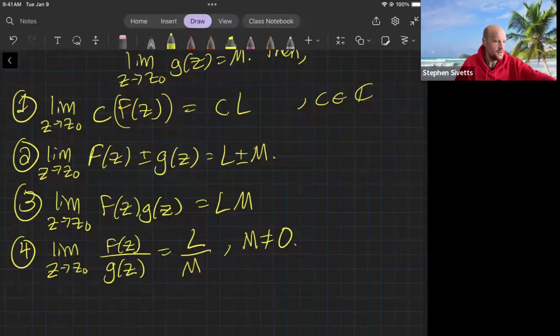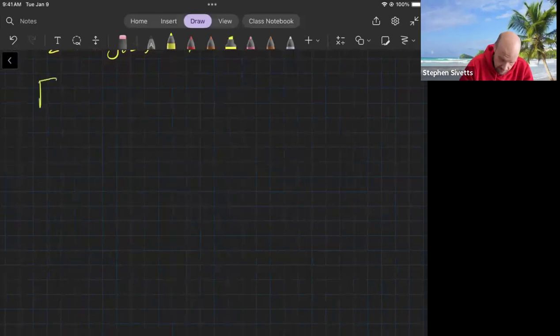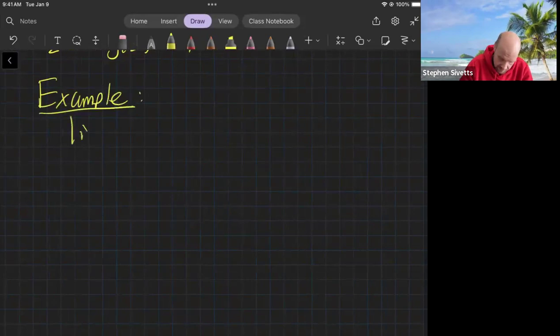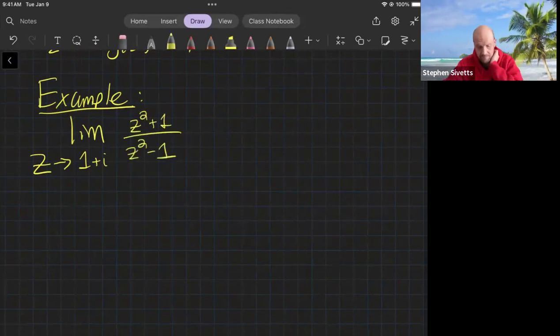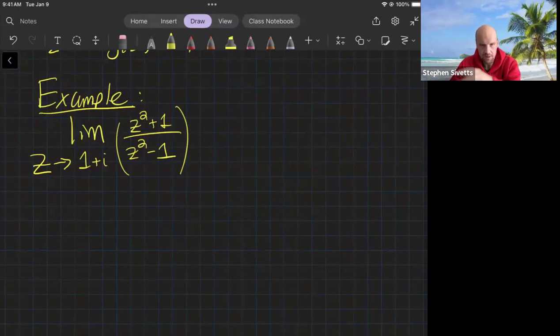So one example to show this is this one. Evaluate this limit: z approaches 1 plus i of (z squared plus 1) divided by (z squared minus 1). Pause the video. I want you to work on this. All right, so I assume you worked on this example.